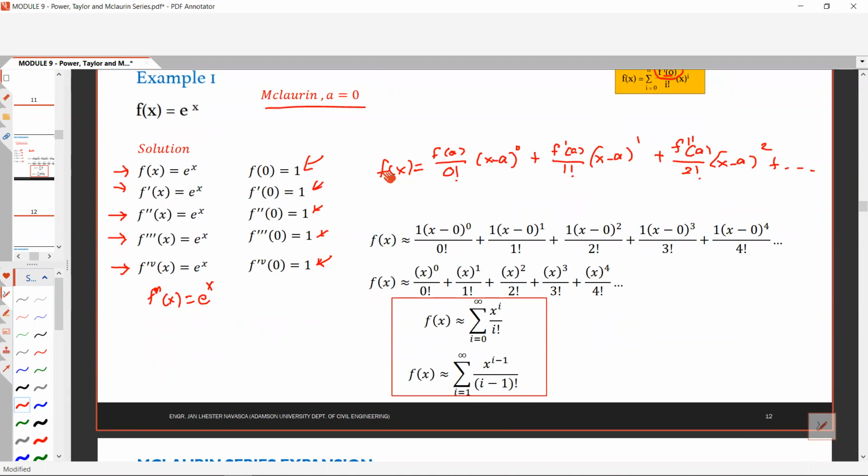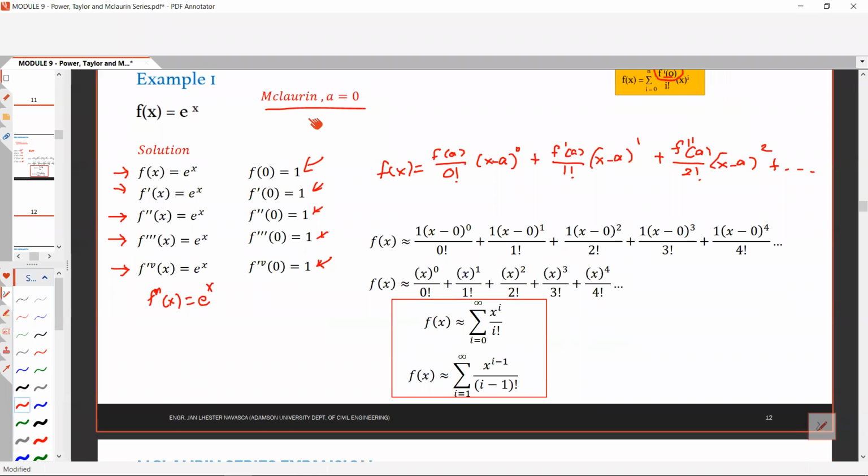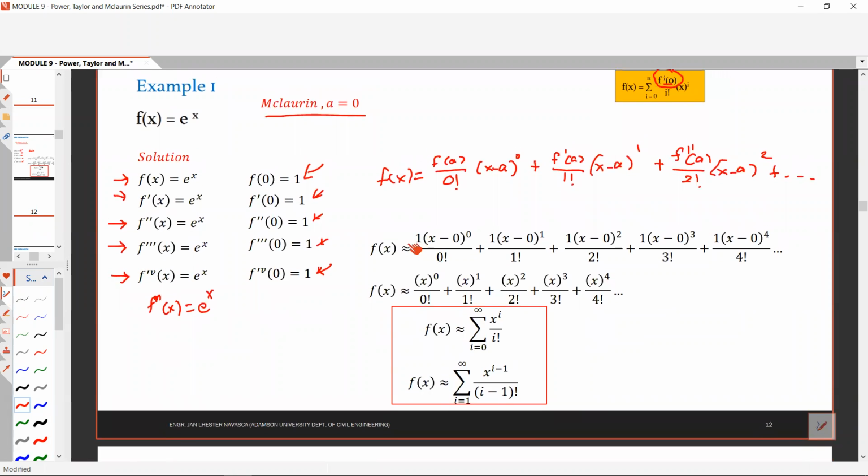So yung f of a mo, which is f of 0 for Mclaurin, that is 1. Then over 0 factorial, x minus 0 raised to 0. Okay. Next term naman natin, that is f prime of a, which is 1 over 1 factorial, x minus a raised to 1 plus 1. Okay. Ano ba yung value ng f double prime na natin? So puro 1 pa rin yan.